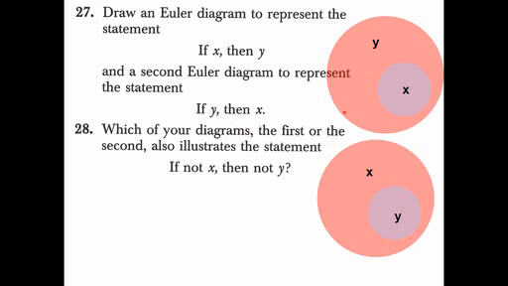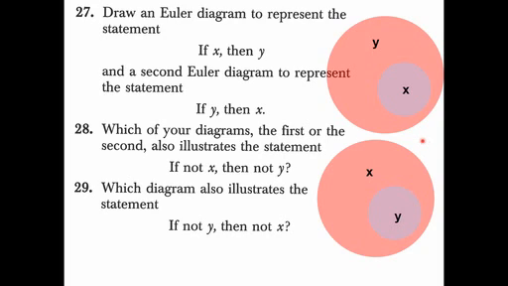Now, which of these diagrams, first one or the second one, also illustrates the statement, if not x, then not y? So you ask yourself, does this diagram show that if it's not in x, then it's not in y? Nope. Here's a spot right here that's not x, and it's not y, but it is y. How about this one? If it's not x, then it's not y. Well, that makes sense because the only place not x can be is in this third region out here. And that's certainly not y. Same logic on 29. Figure that one out.